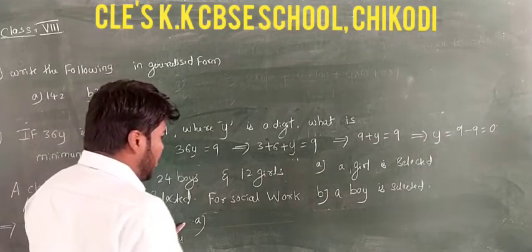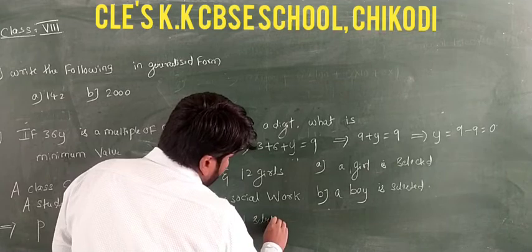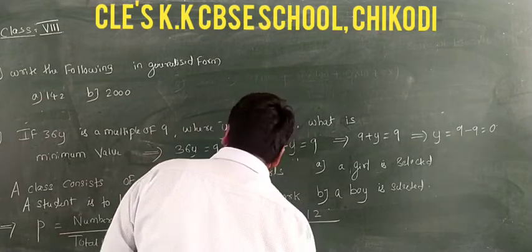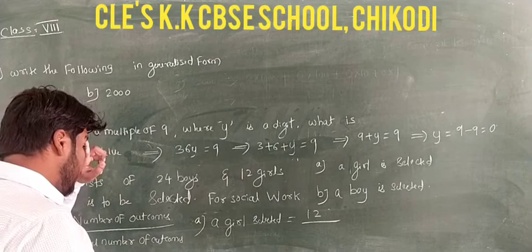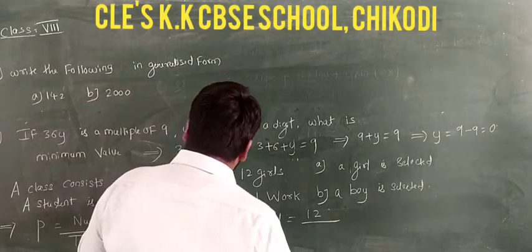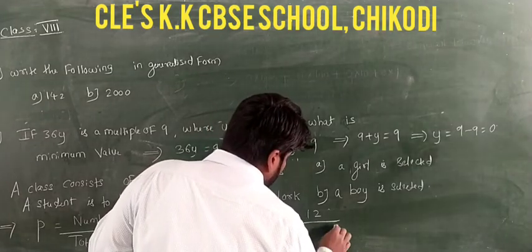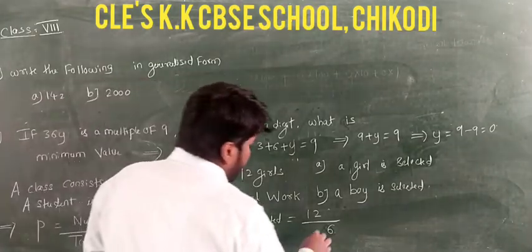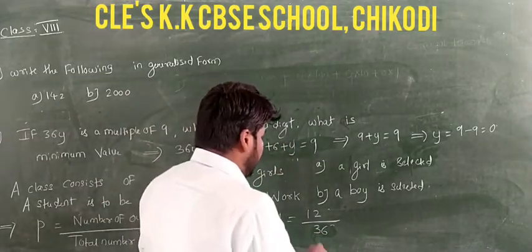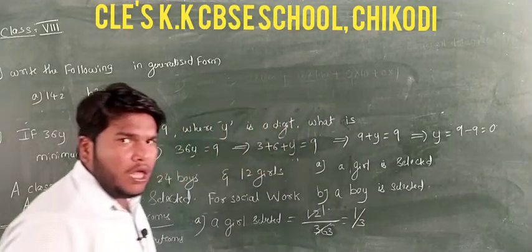For a girl selected, the number of favorable outcomes is 12, since there are 12 girls. The total number of outcomes is 24 plus 12, which is 36. In simplest form, 12 ones are 12, 12 threes are 36. So the probability of a girl selected will be 1 by 3.